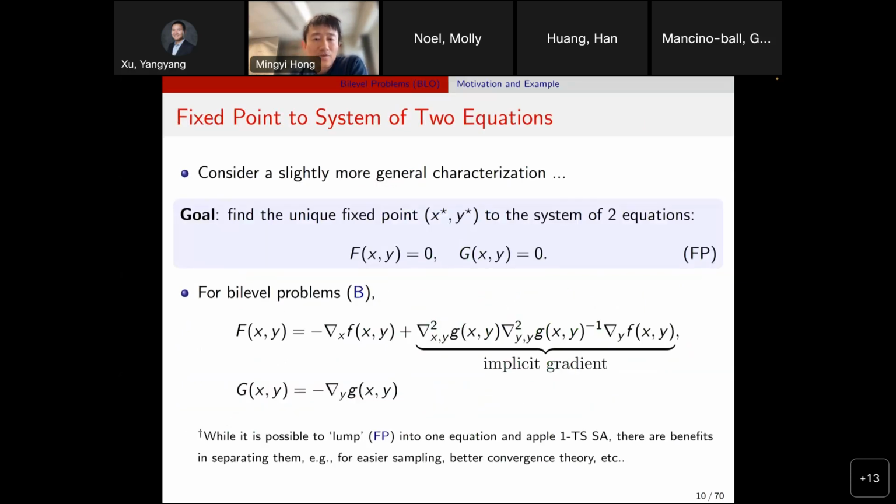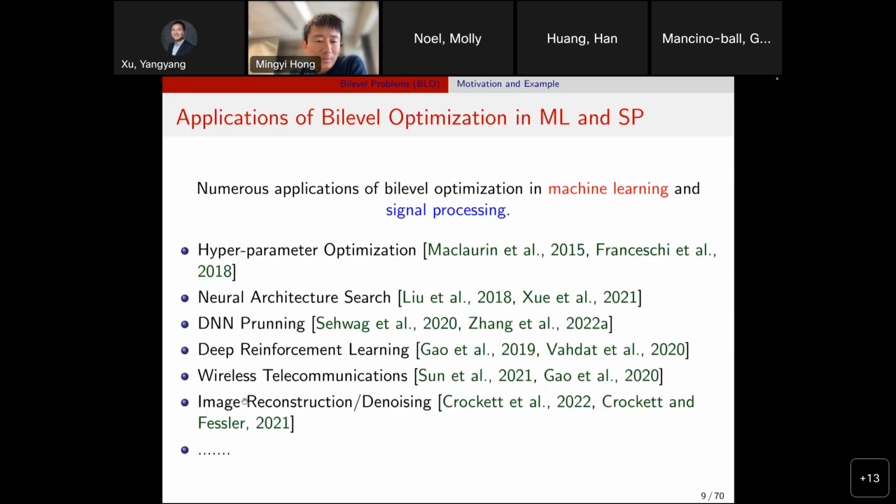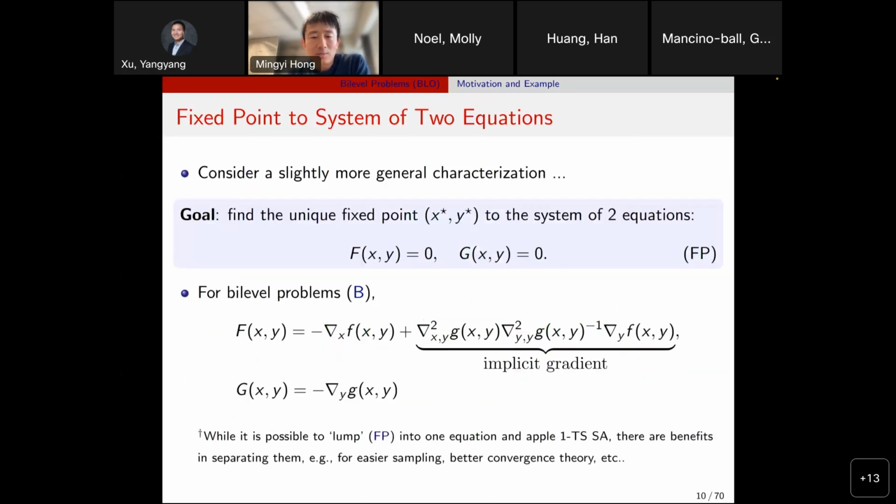And then later I'm going to talk in a little bit more detail about a reinforcement learning application. Okay. All right. So a little bit more into the mathematical formulation.